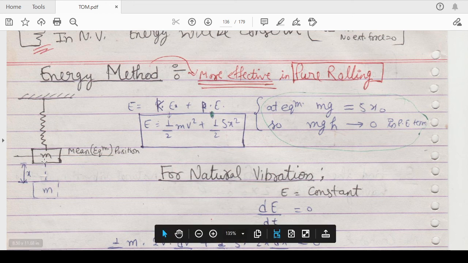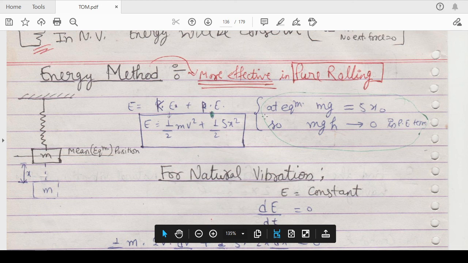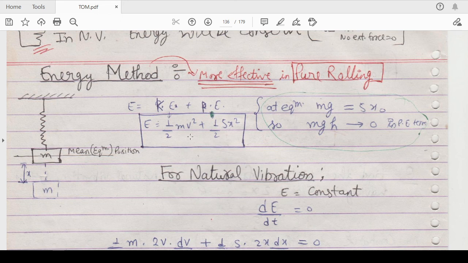As you can see in the picture, there are only two terms. One is mass, another is your spring of stiffness s. Okay, so the kinetic energy for this particular system will be equal to half mv square, and the potential energy will be equal to half s x square. So this is your whole energy calculation.